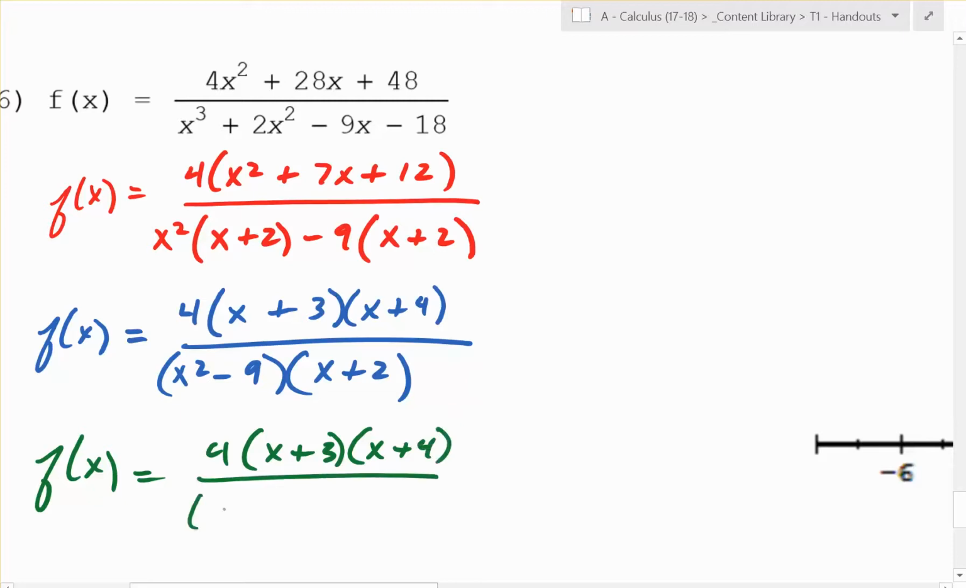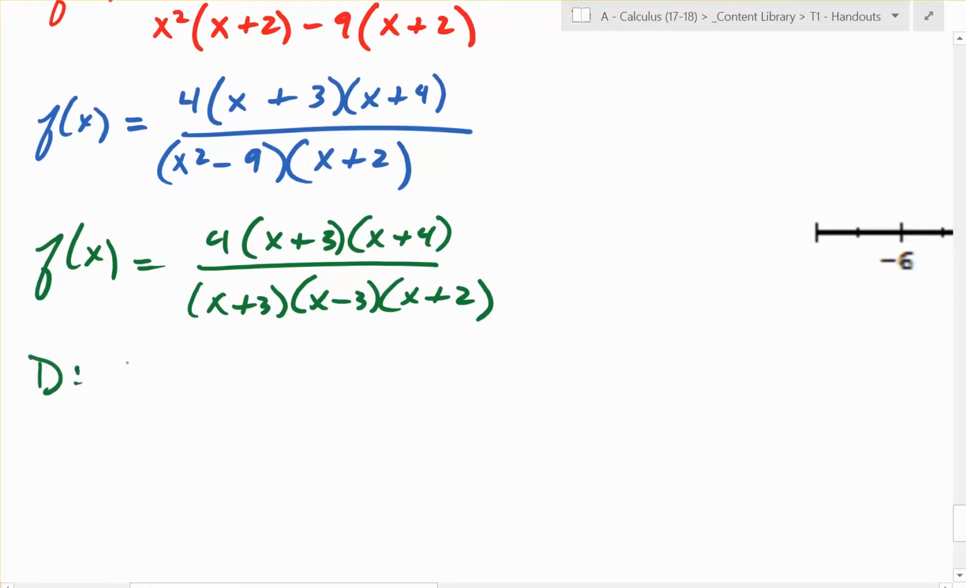I'm liking the energy here. So it's x plus 3, x minus 3, and times x plus 2. So what do you do now before you cancel? Domain. X cannot equal -3 or 3 or -2. Good. So now you what? You cancel. So let's cancel now.